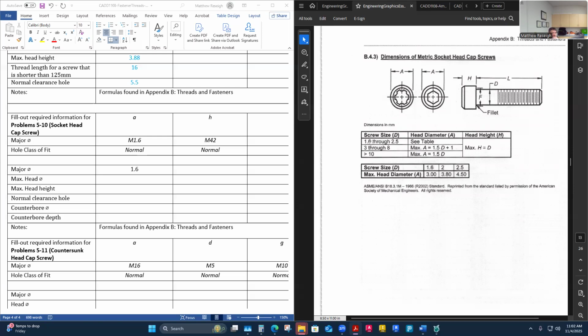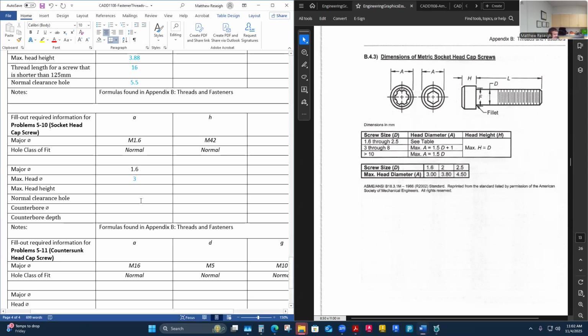So I'm a 1.6 millimeter. It says if you're a 1.6 through 2.5 millimeter, you need to see this table. I'm looking for max head diameter first. It's kind of weird how they've given this. It's A. I'm looking for A. It says see table for A. Okay. The max head diameter for 1.6 is 3 millimeter. Oh, that's sweet. It just gives it to me. I don't have to do any calculations.